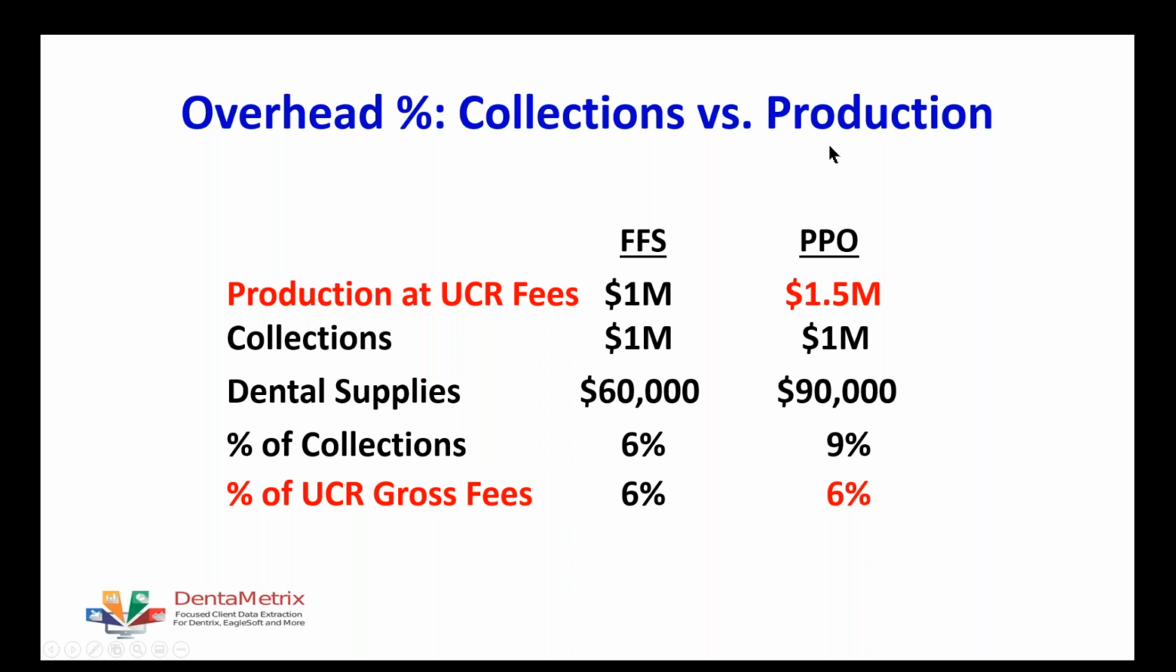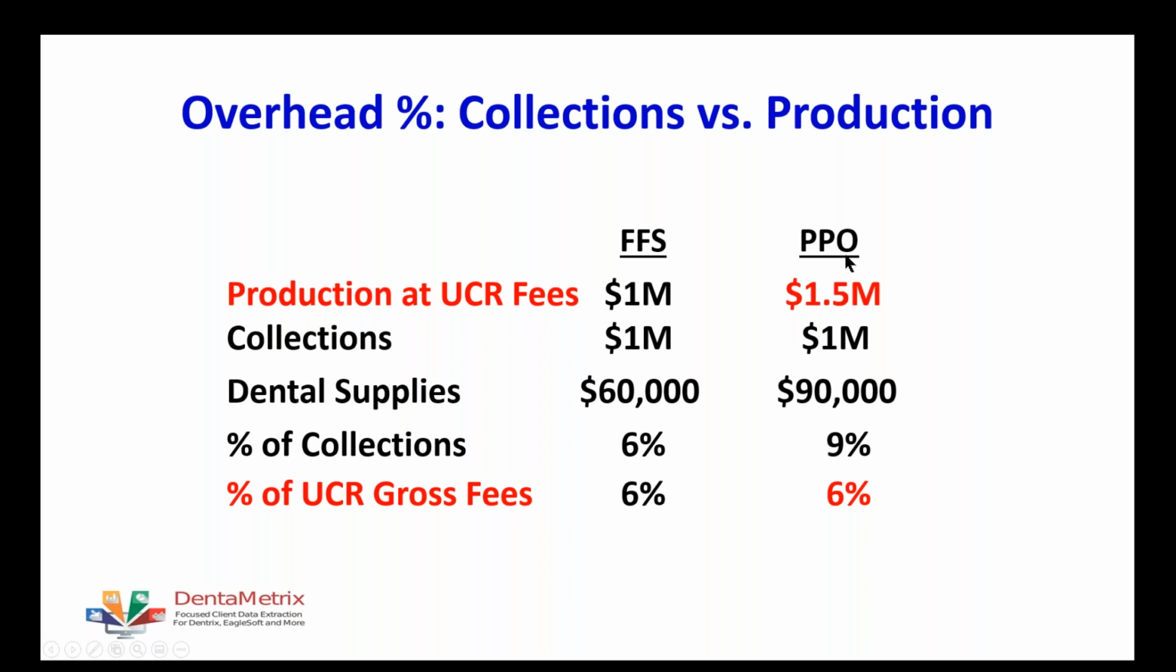But if you're going to try to compare to other dentists in your study club or that your CPA has, you all have to agree, even if you have to go back and very quickly manually calculate this. Guys, let's make it all based on gross production at UCR fees and see what our percentages are.